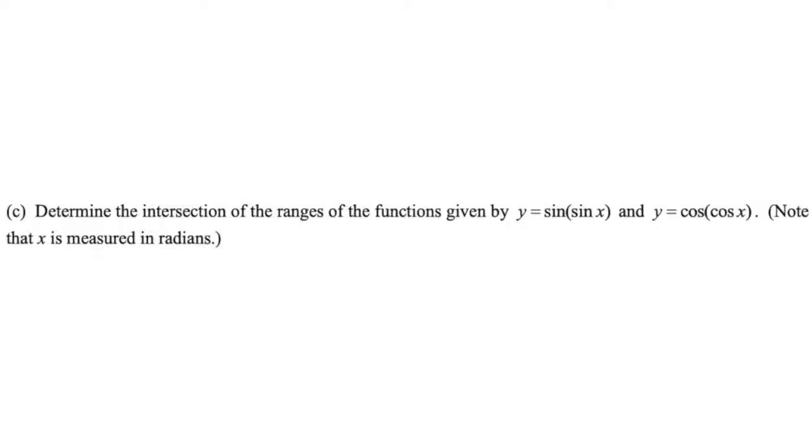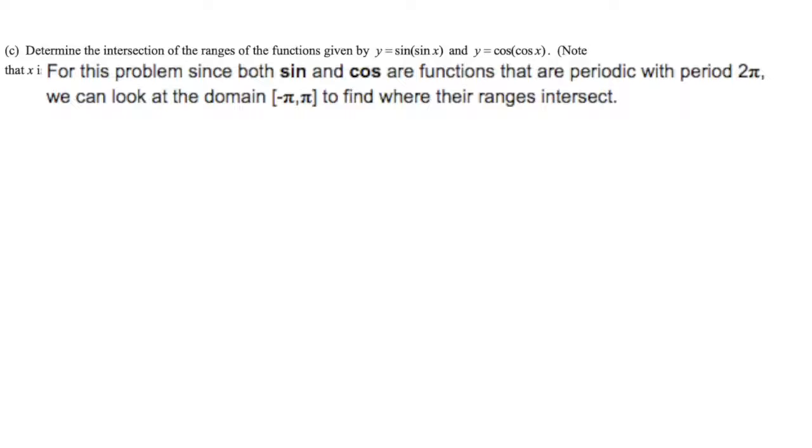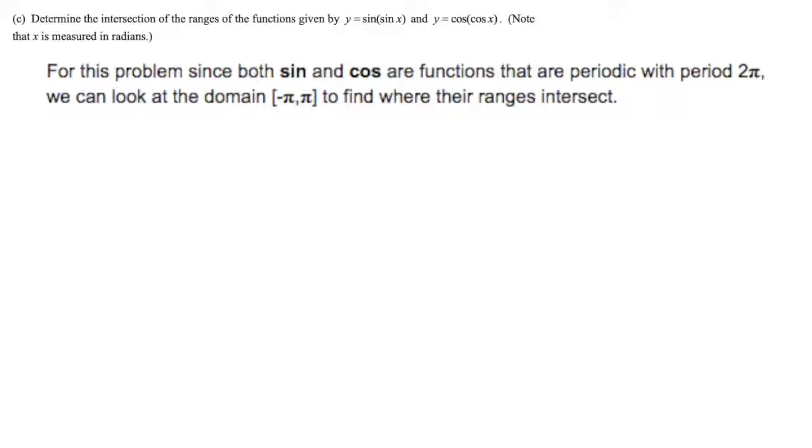We need to determine the intersection of the ranges of the functions given by y equals sine of x and y equals cosine of x. Since both sine and cosine are periodic with a period of 2 pi, we can look at the domain from negative pi to pi to find where the ranges intersect. For clarity, we're going to call sine of x f1 of x and cosine of x f2 of x.